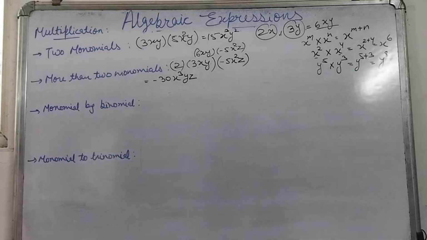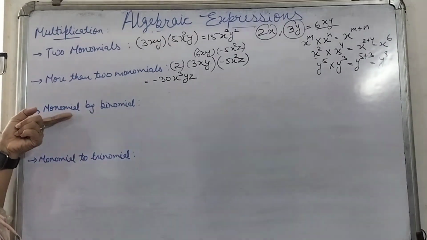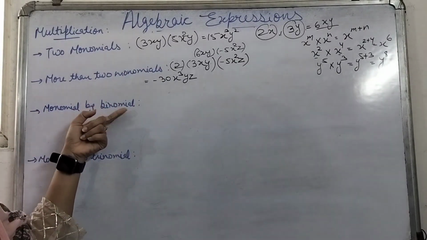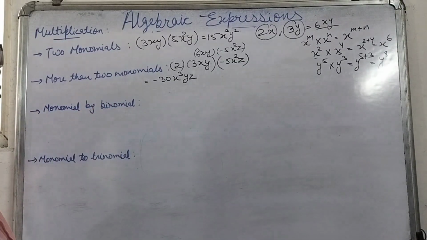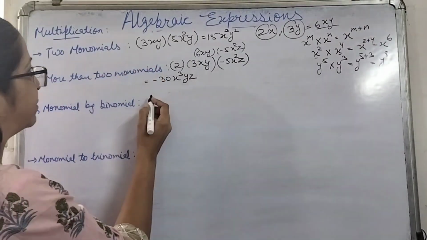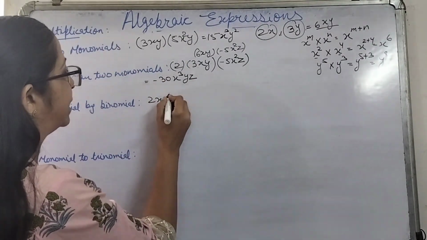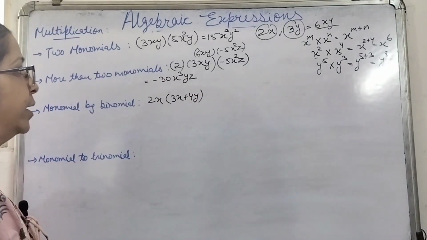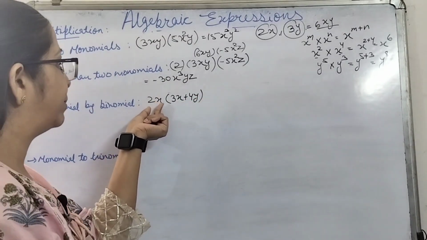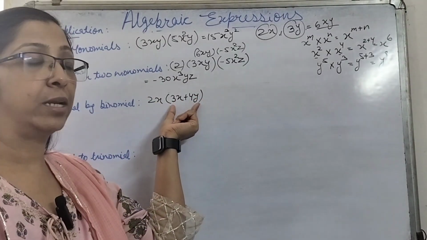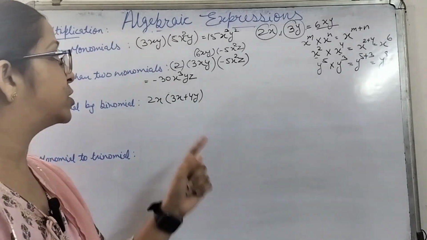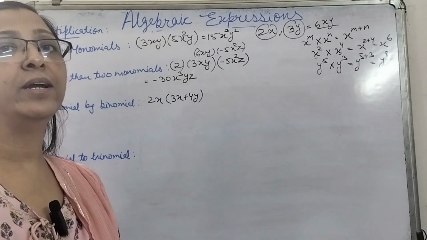Now, if it is a monomial by binomial, we have to multiply a monomial by a binomial. Binomial means an algebraic expression with two terms. Like if I say 2x multiplied by 3x plus 4y, this is a monomial and we have to multiply this monomial by this binomial. So we will be applying the distributive law of multiplication over addition.